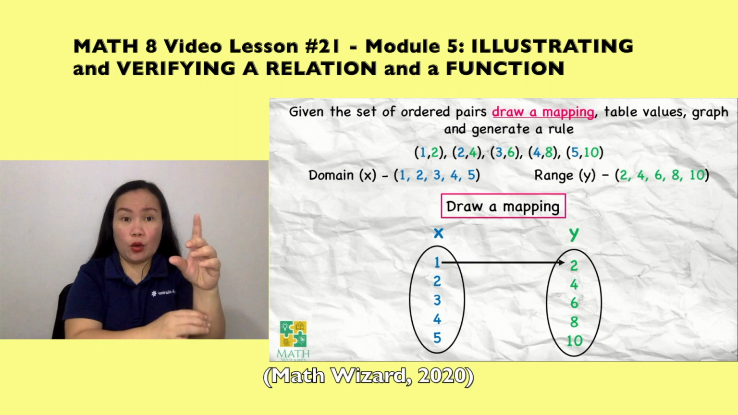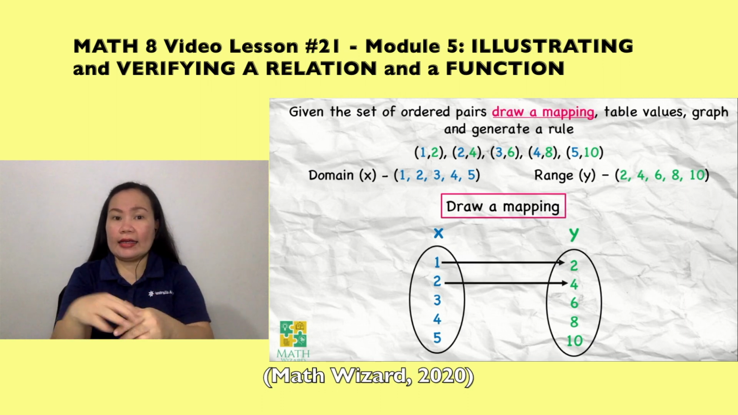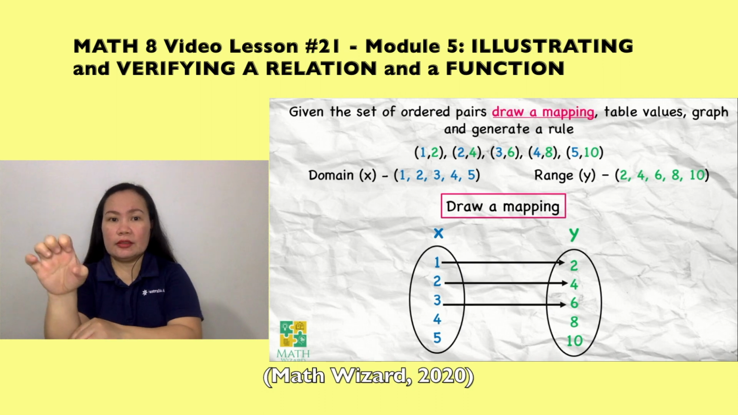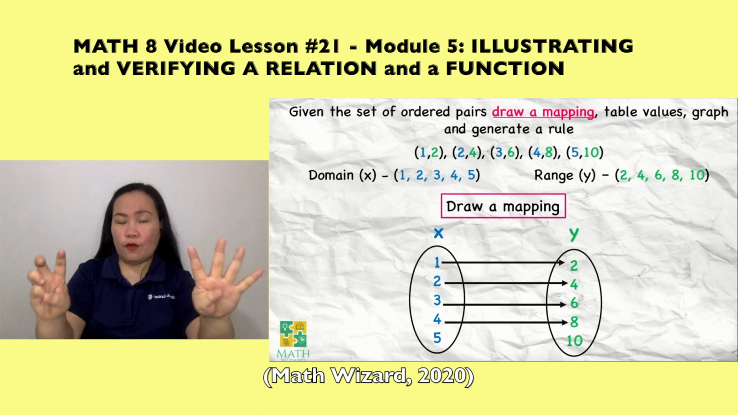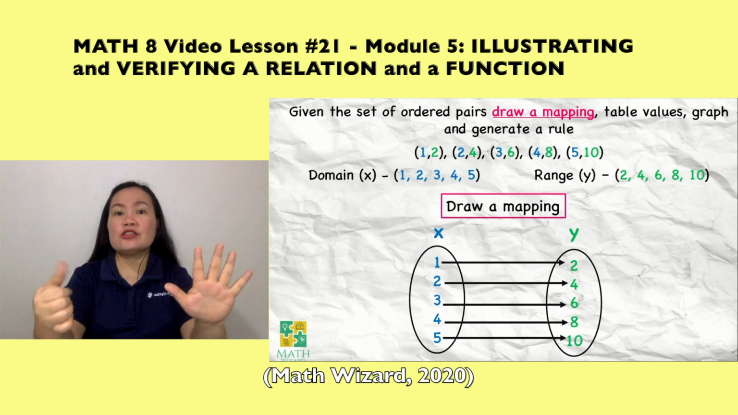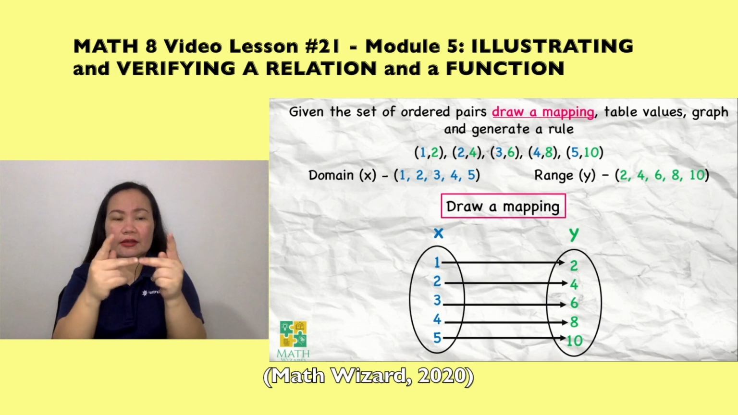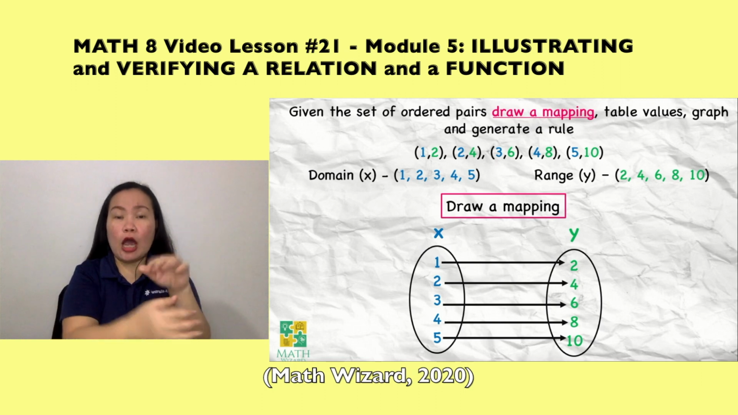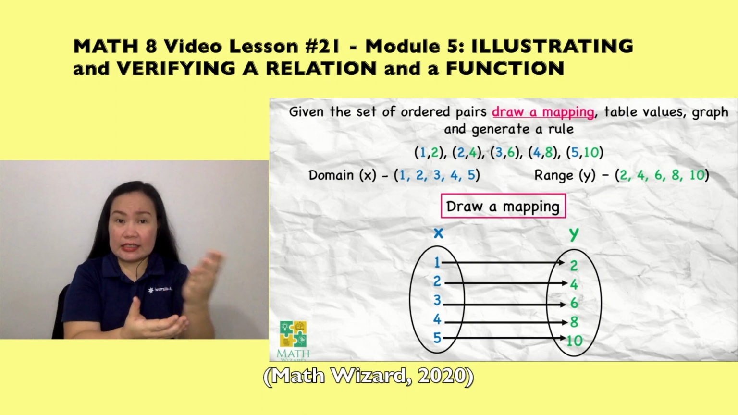So, 1, imamap natin sa 2. Yung 2 is to 4. 3 is to 6. 4 is to 8. 5 is to 10. So, ito na yung mapping natin. Given the set of ordered pairs, ganito natin siya imamap.